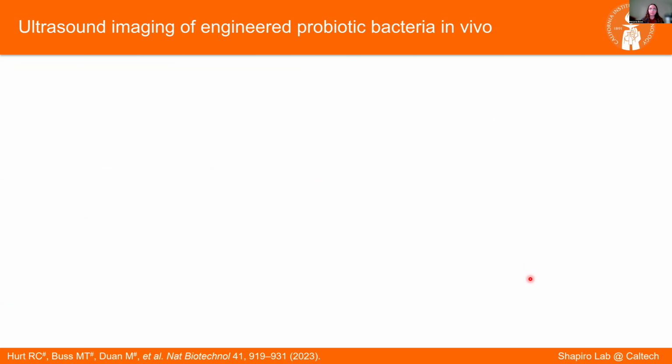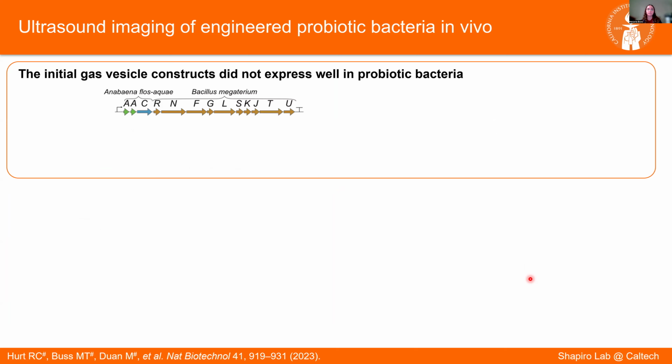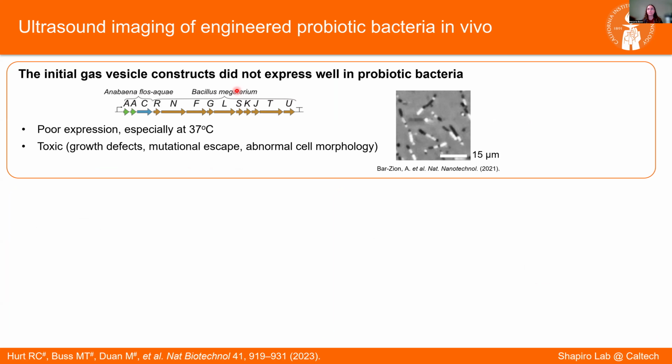And so when I first joined the Shapiro Lab, there were initial gas vesicle gene constructs that worked to some extent in probiotic bacteria, but they didn't work too well. They were based on gas vesicle genes from Anabaena and Bacillus. And so they just didn't express very well, especially not at body temperature. And they also were very burdensome to the cell and toxic. They caused a lot of growth defects and kept escaping. And so all these factors led to them not being able to be expressed in situ.